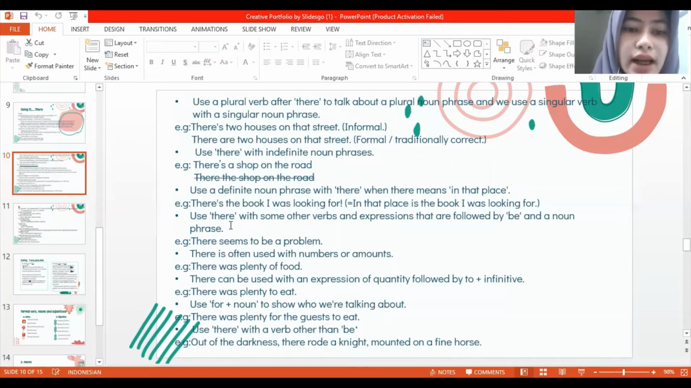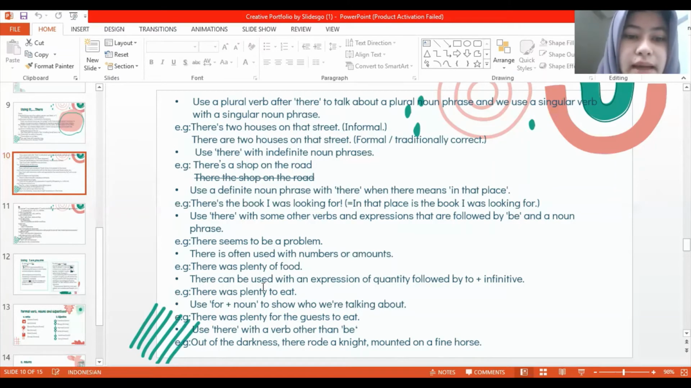Next, use there with some other verbs and expressions that are followed by be and a noun phrase. Example, there seems to be a problem. Next, there is often used with numbers or amounts. Example, there was plenty of food.